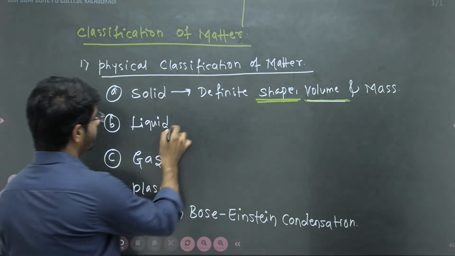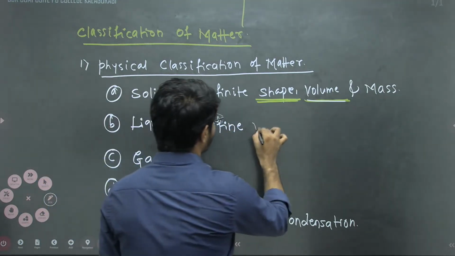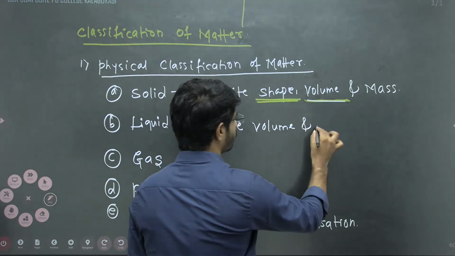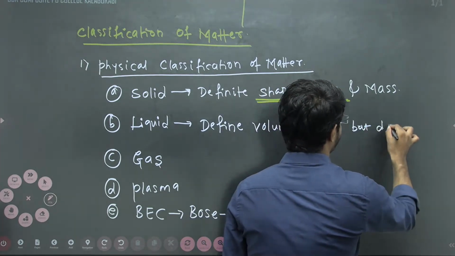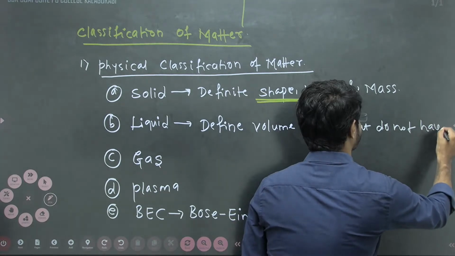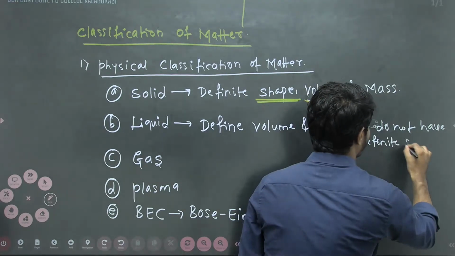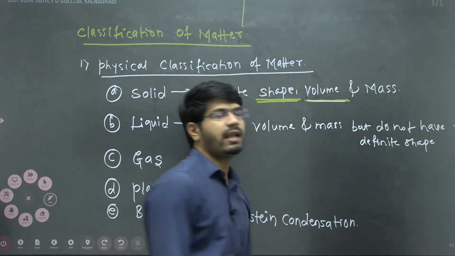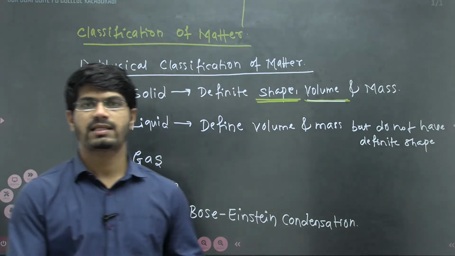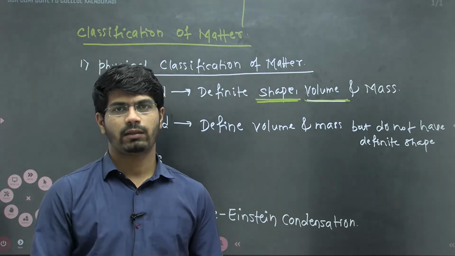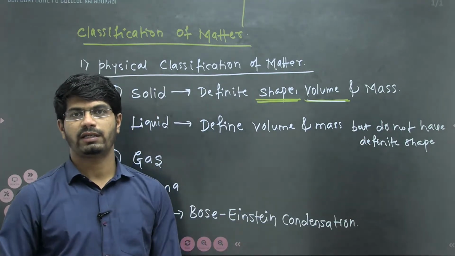When you come to liquid, they have definite volume and mass, but do not have definite shape. As we all know, liquids can take the shape of any container. If you pour in the bottle, it will take the shape of the bottle. If you pour in a glass, it will take the shape of the glass, jugs, any shape it can acquire based on the container, correct?